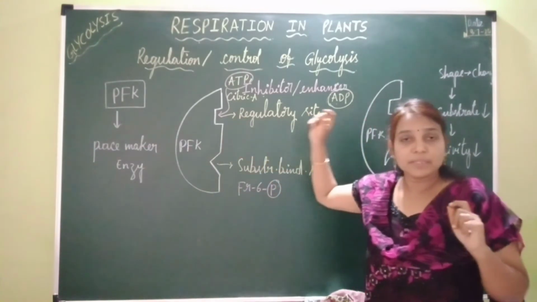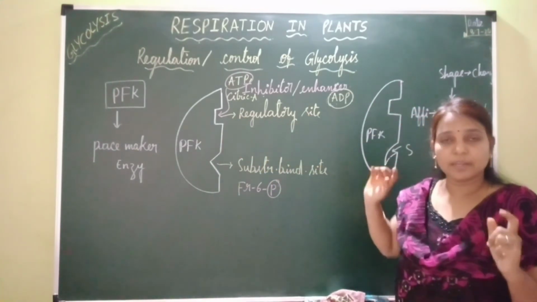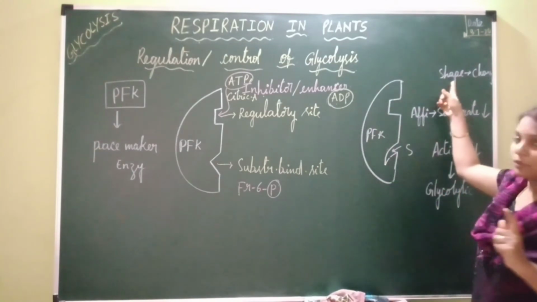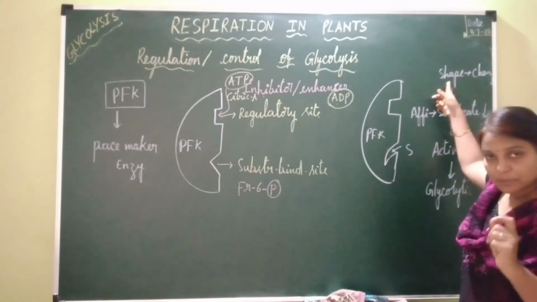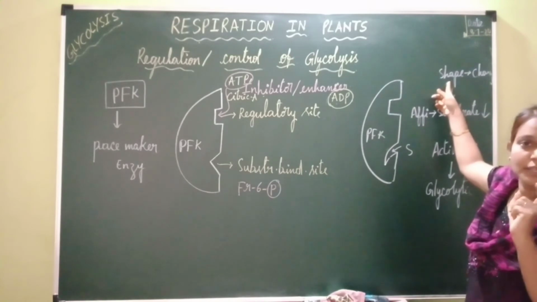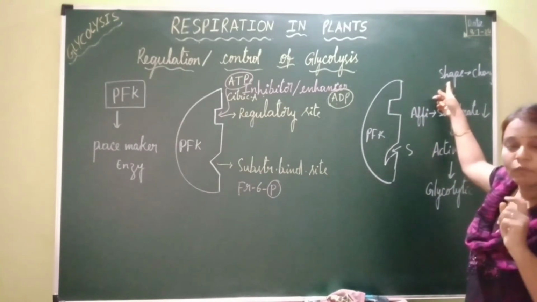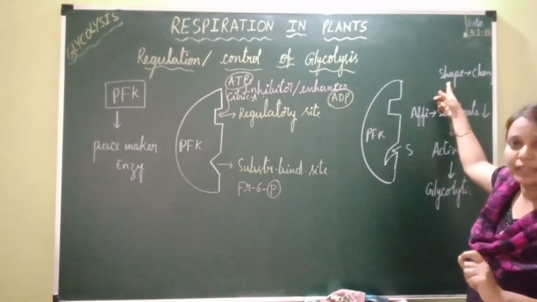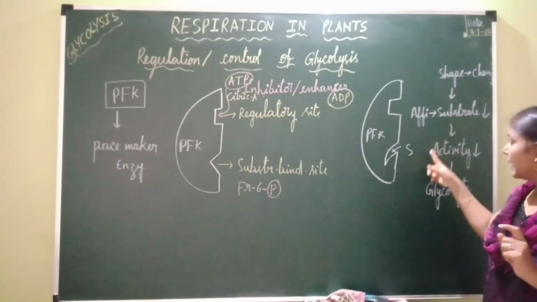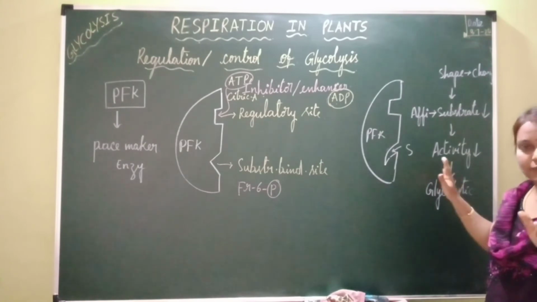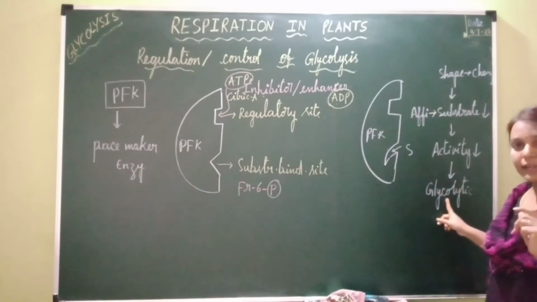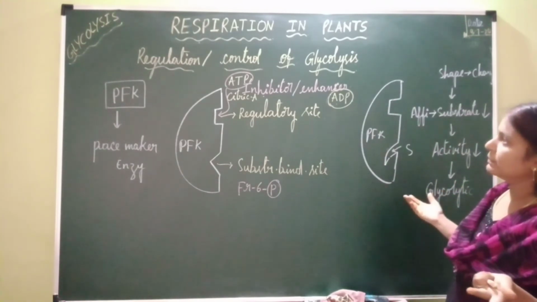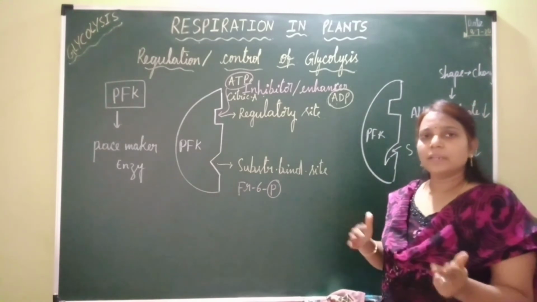So when ADP comes and binds with the regulatory site of this enzyme, there will be no change in the shape of the substrate binding site. When there is no change in its shape, what happens? The affinity of the enzyme towards the substrate will be the same. It will not be decreased, so the activity of the enzyme will not be decreased. It will be the same, and the glycolytic rate will be enhanced. So glycolysis will proceed.